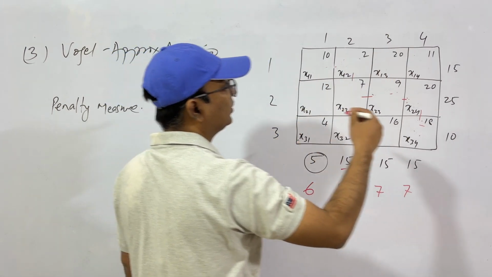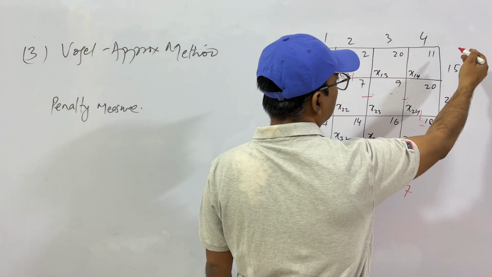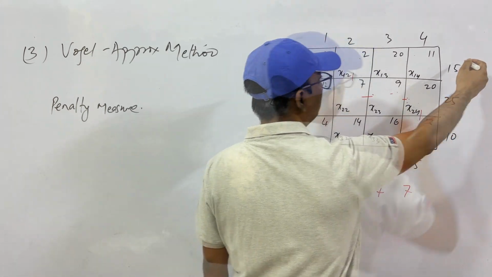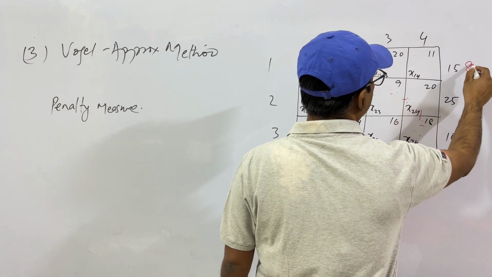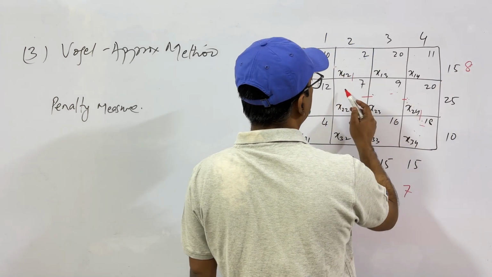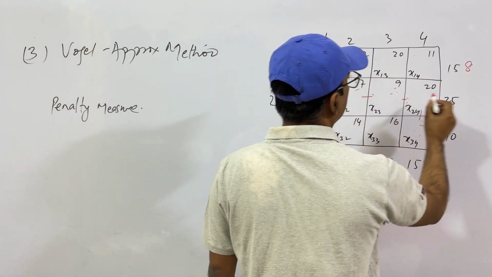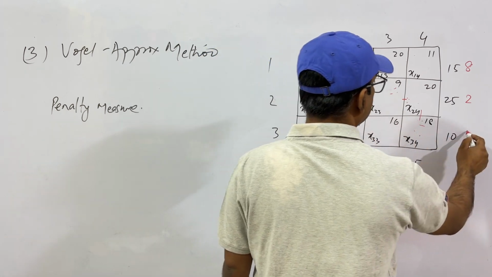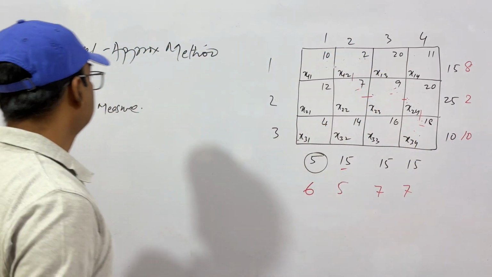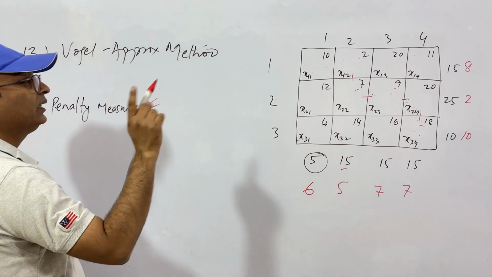For rows, what will be the penalty measure? The usual way is to write it here. Here the lowest cost is 2. The next one is 10. So 10 minus 2 is 8. This is the penalty measure. Here the lowest is 7 and this is 9, so 9 minus 7 is 2. Here it is 4 and 14, so this is 10. So the first step is to find the penalty measure for each row and each column.